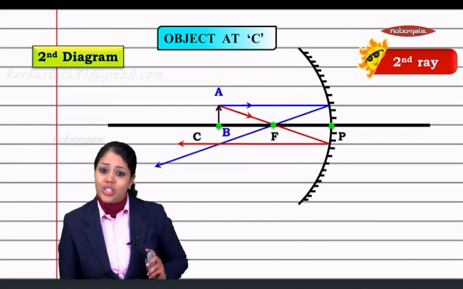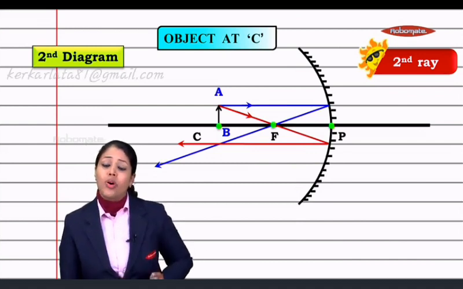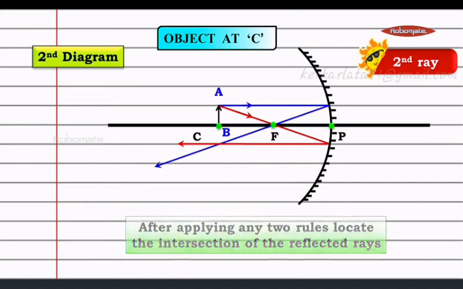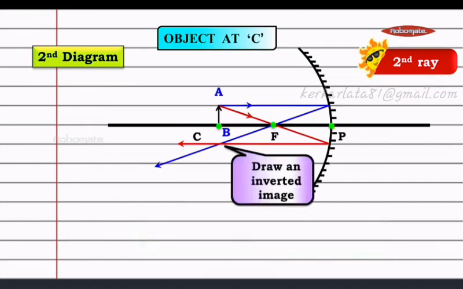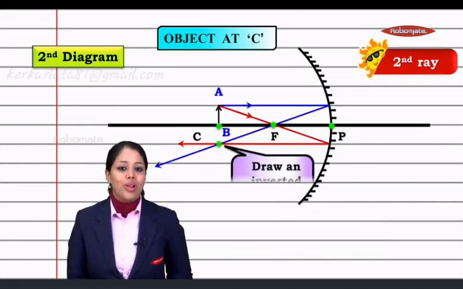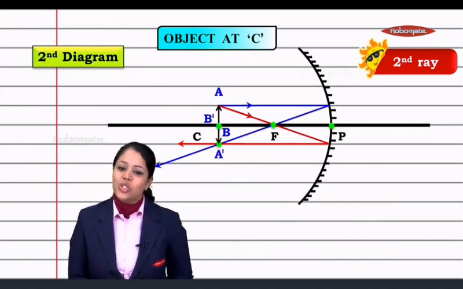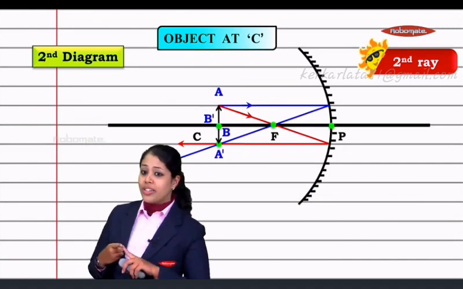Where you will make the image? Exactly below C, because the 2 rays are meeting below C, right? So where they are intersecting, you make the image, that is an inverted image below C. And you name the image as A dash B dash. So we have the object ready, image ready.